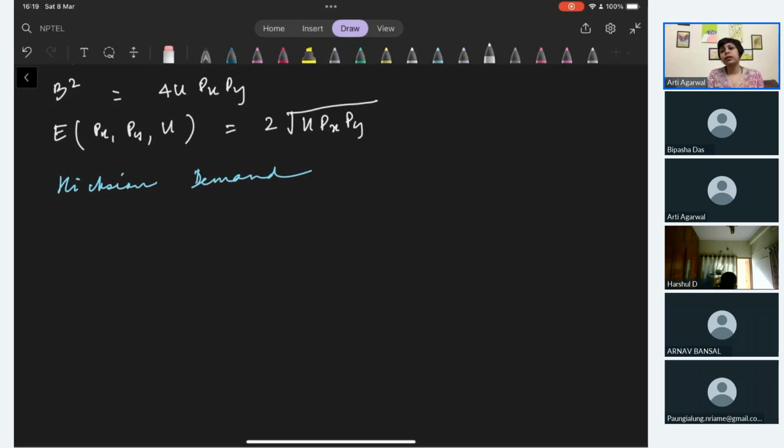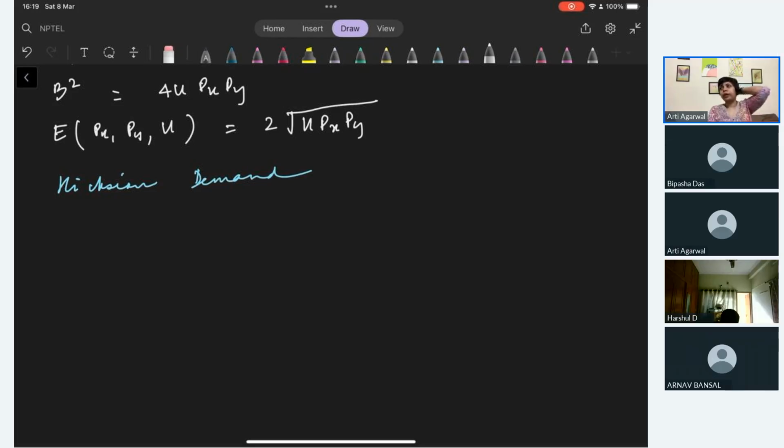So Hicksian demand is the demand for a particular good holding the utility constant and assuming that income can be varying. For example, I consume two goods, rice and potatoes, in a certain quantity, a certain combination, and I get a certain amount of utility with it, right?